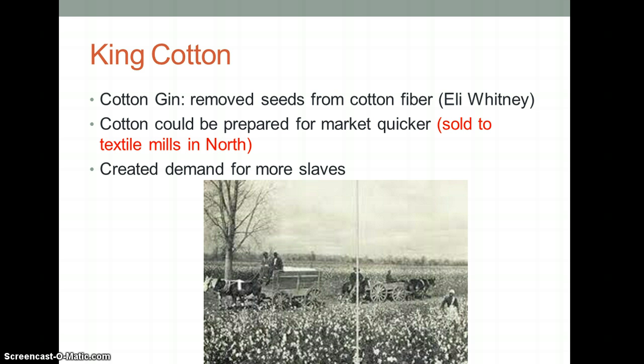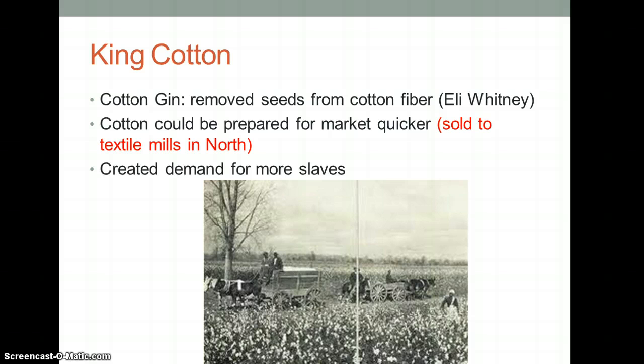King cotton. The cotton gin removes seeds from cotton fiber. The cotton gin was developed by a man named Eli Whitney. Because of the cotton gin, cotton could be prepared for market quicker. After being prepared at market, the cotton was sold to textile mills in the North.